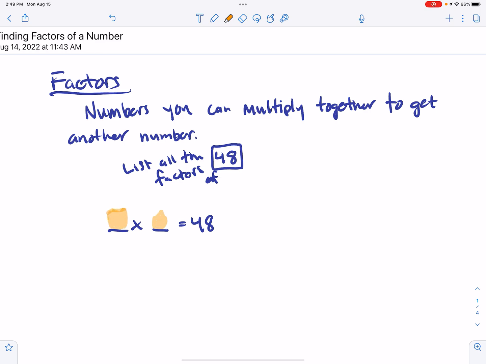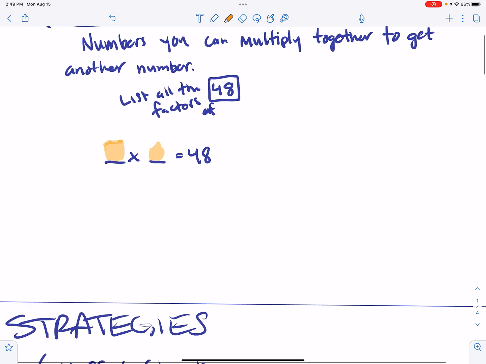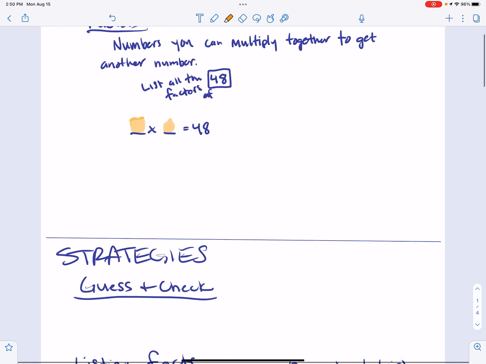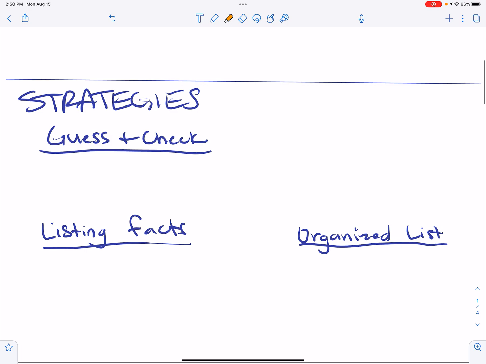And this is a useful skill as you develop as a mathematician and use it with fractions, when you're solving equations. It can be very, very handy. So we're going to look at a couple different strategies for figuring out all of the factors of a number. And we're going to go through these in order from least organized to most organized.